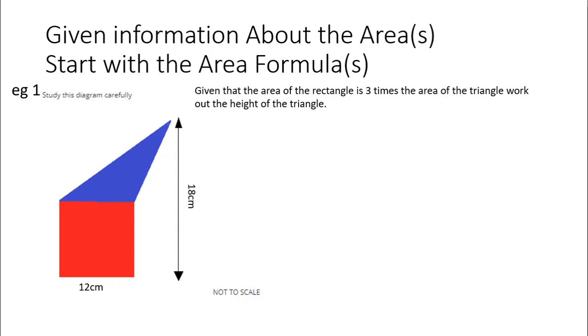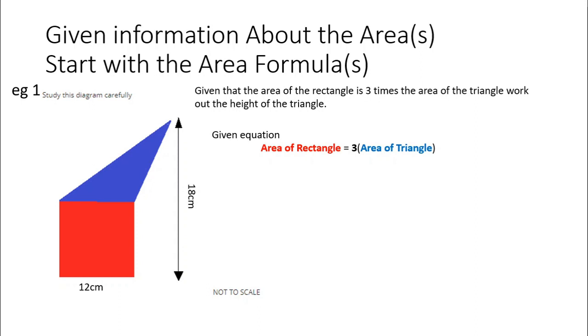Now don't do what students always do, which is look at what they're asked to find and try to find that answer right away. You won't be able to do it. Start at the beginning. I'm giving you some information. Let's write an equation about that. Given that the area of the rectangle is 3 times the area of the triangle, the area of the rectangle is equal to 3 times the area of the triangle. That's exactly what you've been told in the question. I'm just putting it into an equation for you.